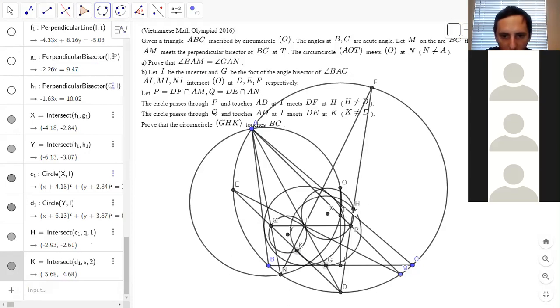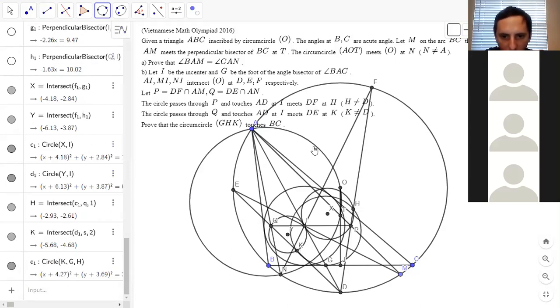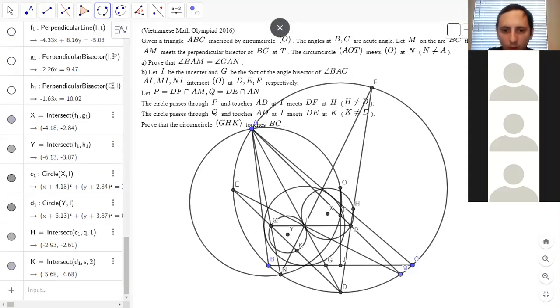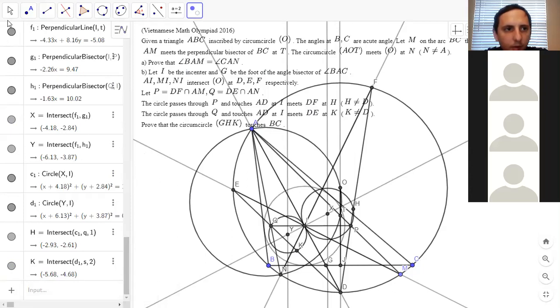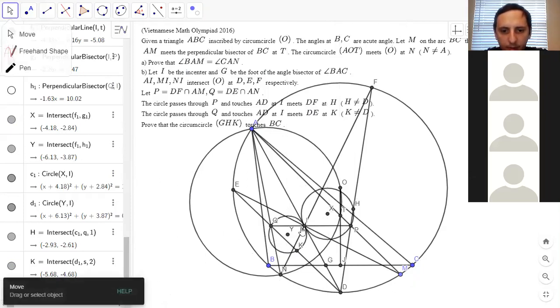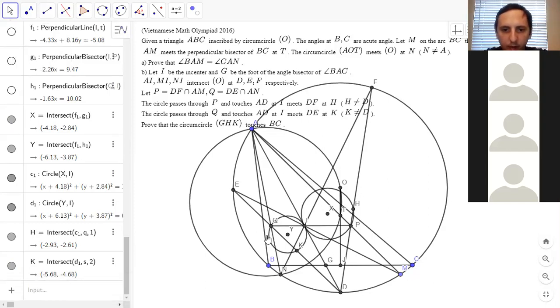And do we really even need the incircle? I think we don't need the incircle, so we can hide it. I just created it to make the incenter. So PQ looks parallel to BC. Yeah, so we know P, I, and Q are collinear by Pascal's theorem. And then the fact that it's parallel, is that like an easy angle chase or something?